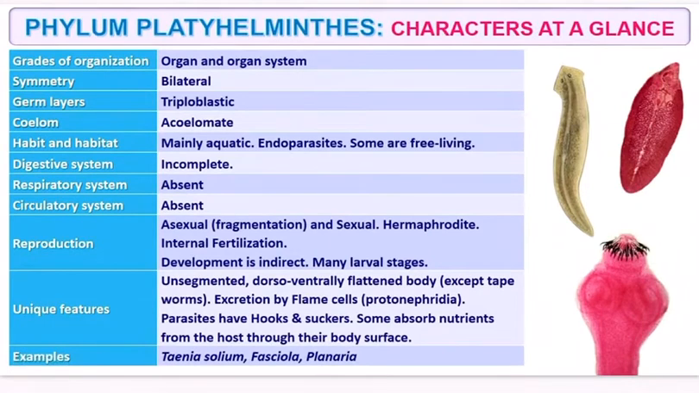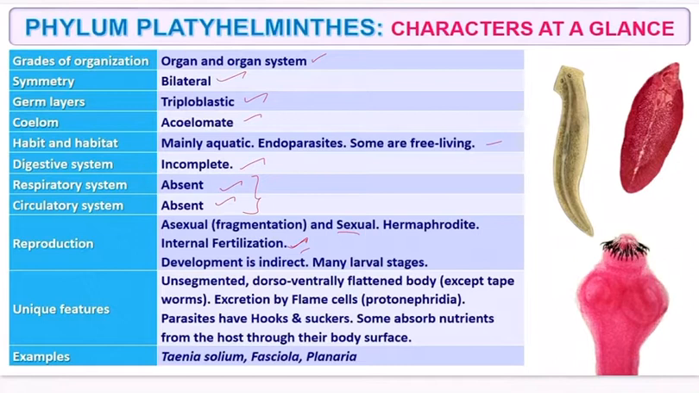So what are the animals that you must remember under this phylum Platyhelminth? Taenia solium, that is tapeworm, and Fasciola, liver fluke, and planaria. These are the three you must remember under this phylum. So to conclude, the grades of organization, it is organ and organ system, bilateral, triploblastic, acoelomate, mainly aquatic, endoparasite, some are free living, incomplete digestive system, respiratory system is absent, circulatory system is absent.